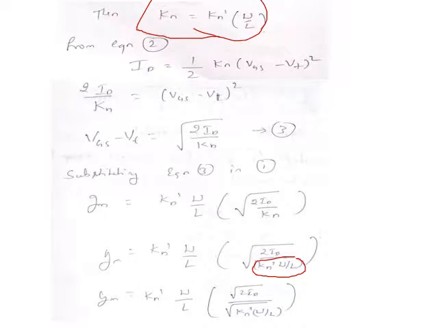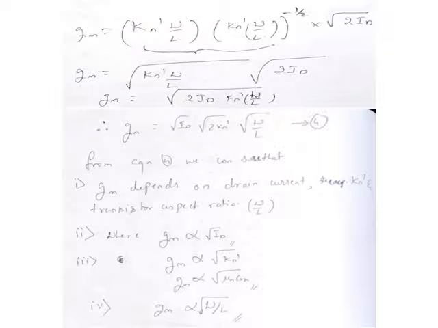So if I expand this, what will I get? This is Kn dash into W by L. If I bring the denominator to the numerator, it is raised to minus 1 by 2. 1 minus 1 by 2 is what? This is raised to 1 by 2. What will I get? Gm is root of 2 Kn dash into W by L into root of ID.